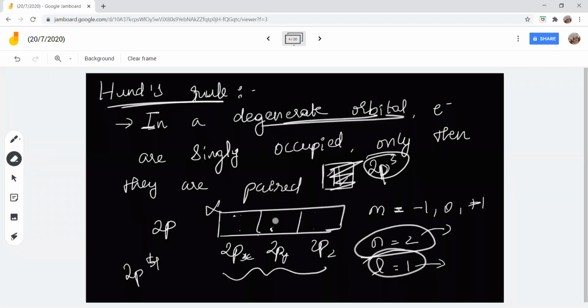Do you understand? So first you have to distribute electrons to all three, putting a single electron in each. You understand? It should be like this. Suppose you get 2p4, the fourth electron will get filled here. Understood? Yes, ma'am. Now it is clear to all of you?